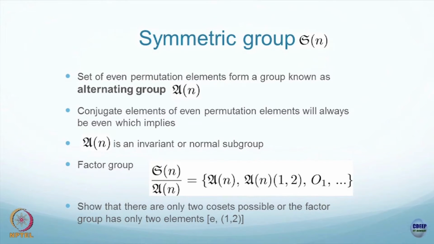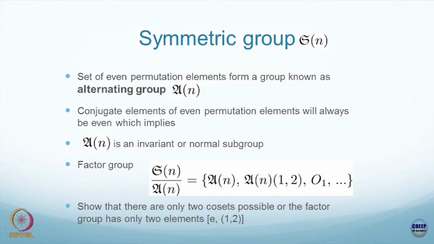Now I am shifting to even permutation element subgroups, but this is what you are going to follow for all your symmetric groups of degree n. The alternating group is the notation for the subset of the symmetric group with only even permutation elements.